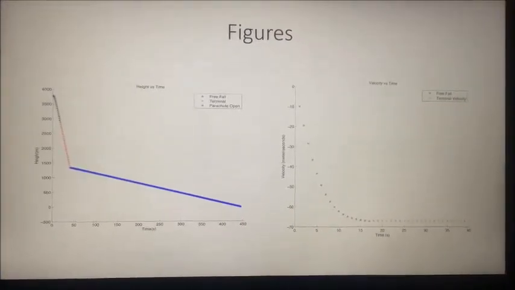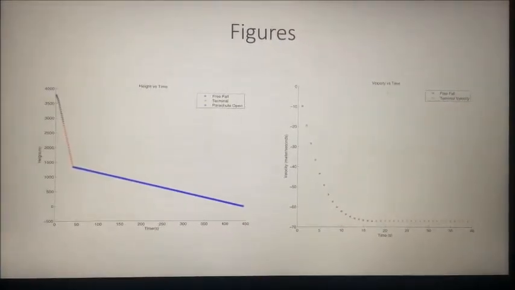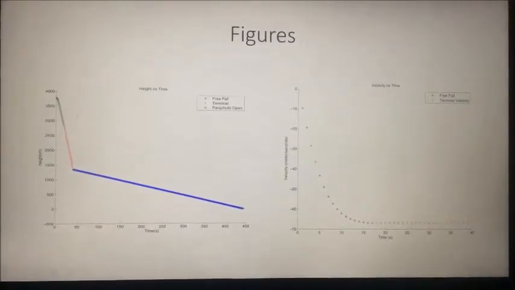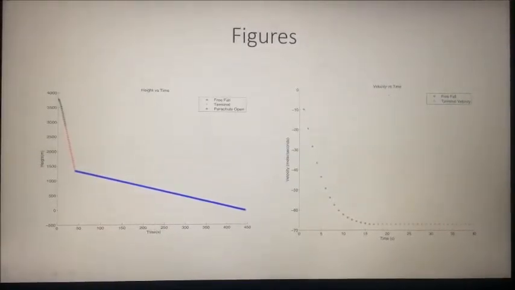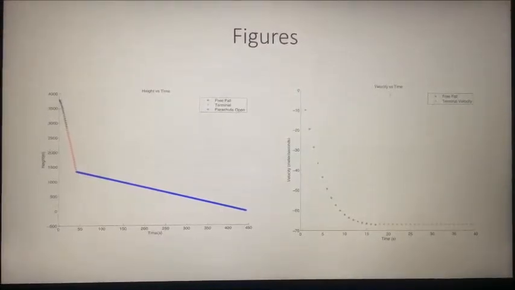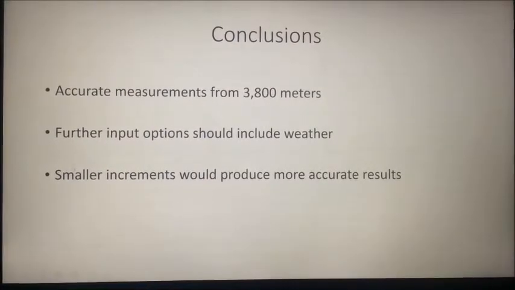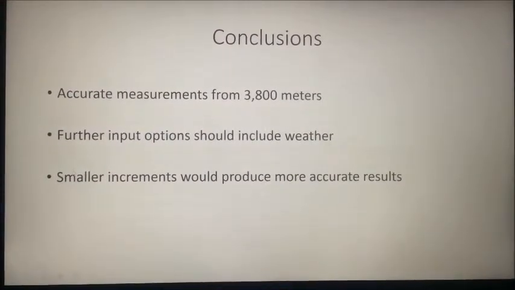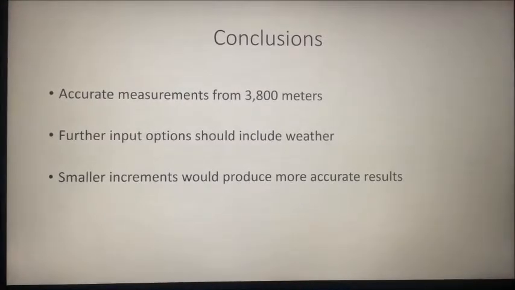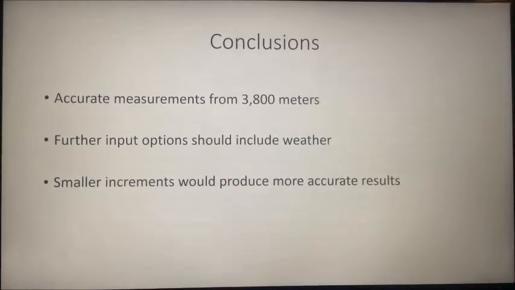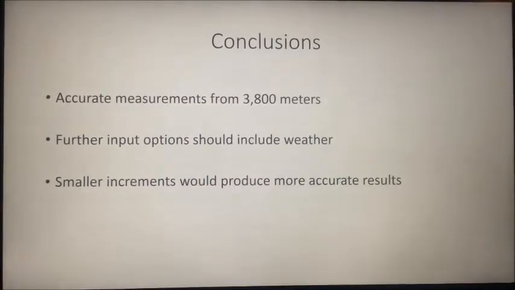The decreasing altitude of the skydiver can easily be tracked in Figure 1, and the velocity of the skydiver is represented in Figure 2. The entire fall of the skydiver was easily tracked, and the trends displayed in the figures above accurately reflect the path of a skydiver jumping from 3,800 meters and then opening the parachute after 40 seconds.